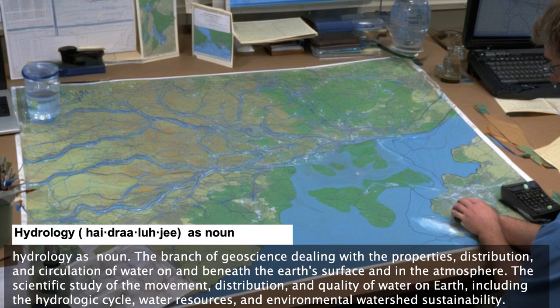Hydrology, noun. The branch of geoscience dealing with the properties, distribution, and circulation of water on and beneath the Earth's surface and in the atmosphere. The scientific study of the movement, distribution, and quality of water on Earth, including the hydrologic cycle, water resources, and environmental watershed sustainability.